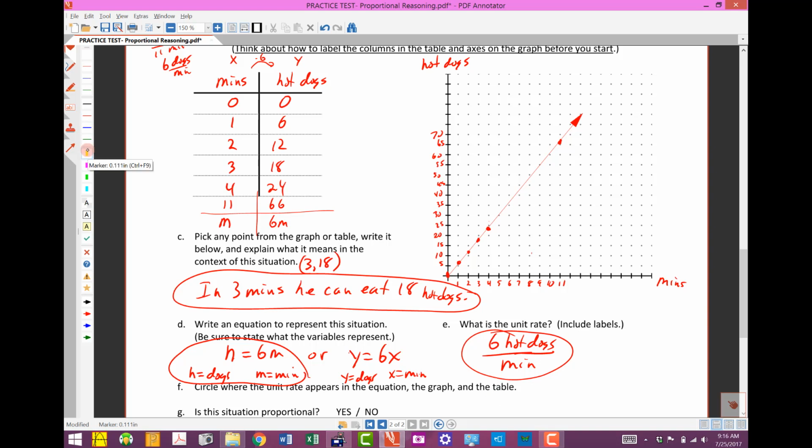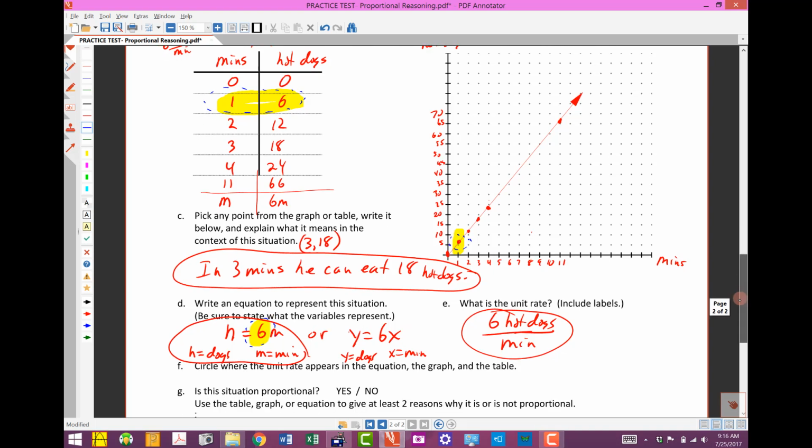I'm going to highlight it here since we've got color. So we want it in the equation. So there it is right there. In the graph, right there, remember 1 comma whatever that number is, that's the unit rate, and then in the table, so right here. Now I'm going to come back here and circle here, and circle here so everybody can tell what we were talking about.